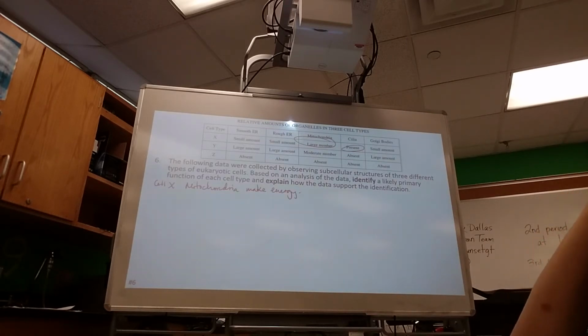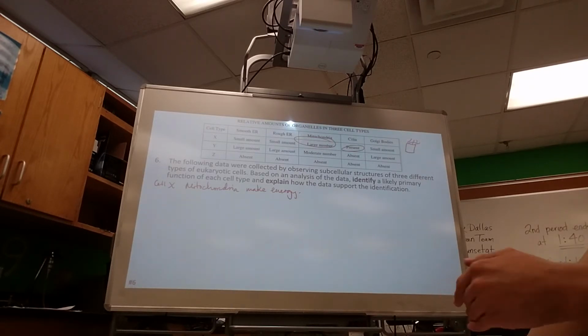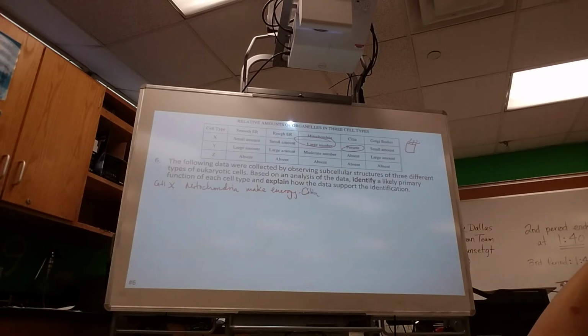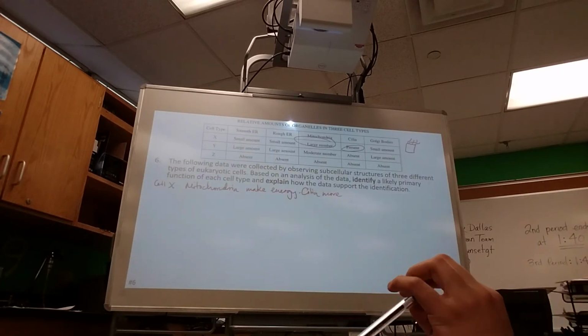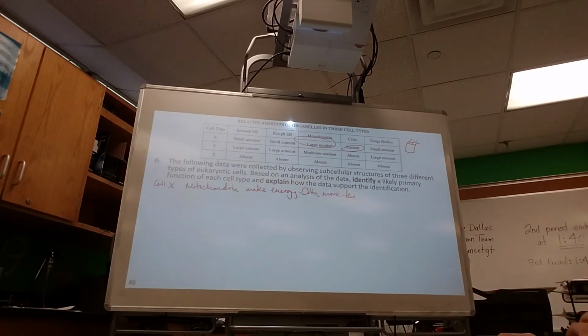What do cilia do? What are cilia? It's actually more than a tail. It's a bunch of little tails. So cilia can move either a cell, or in the case of something multicellular, move things across the cell.